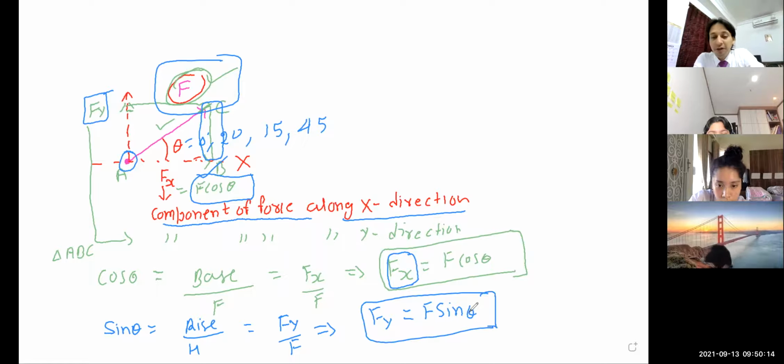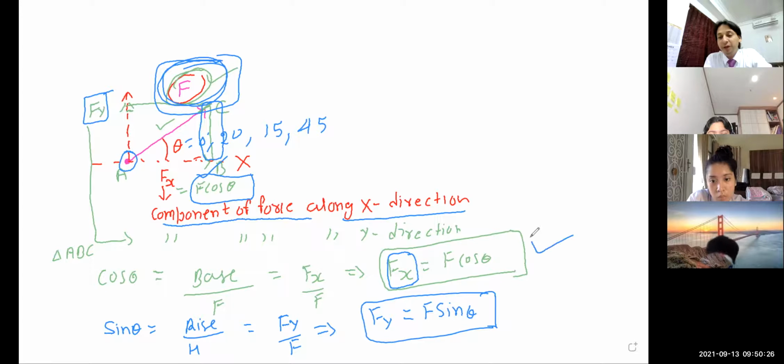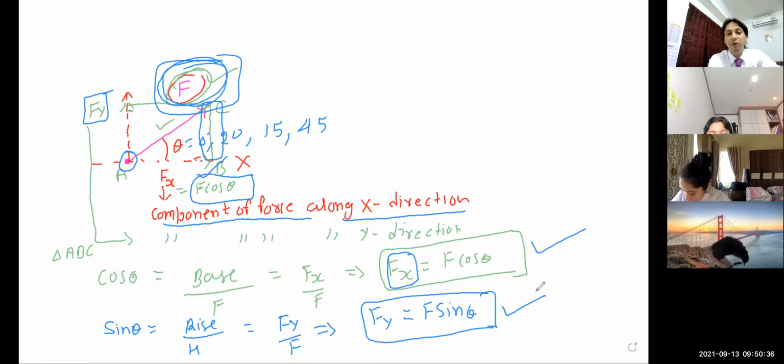F cos theta and F sine theta. These are the two components, and this is the way how to resolve. We have resolved the F vector into two rectangular components. One component is along the x direction, and the other component of force is along the y direction. What are their values? Remember, F cos theta along x axis, F sine theta along y axis.